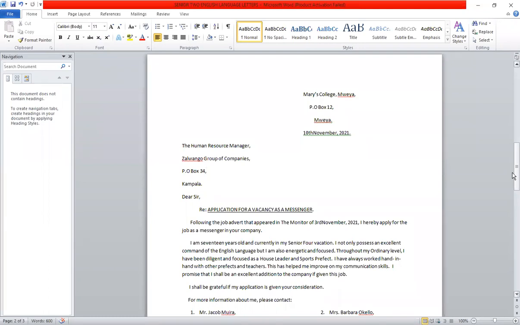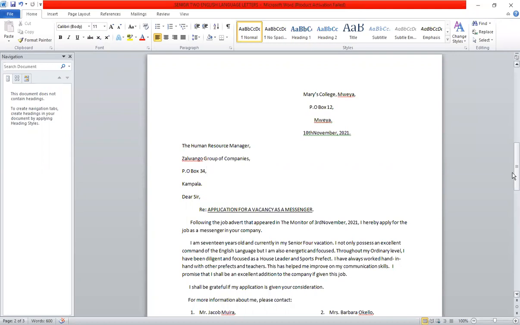So we shall have our salutation, and we are saying that it is dear sir, and after that a comma. So below that comma is where we are going to write the reference or the re. I'm not skipping a line there. We have skipped 2 lines so far, and that is the end. We are not skipping any other.